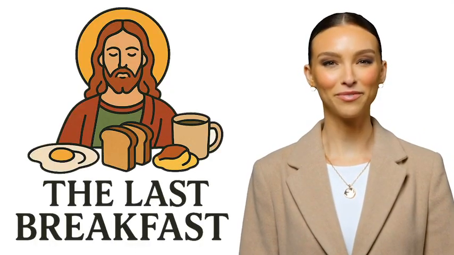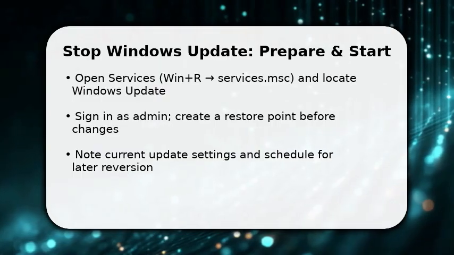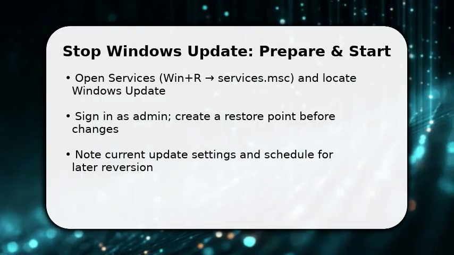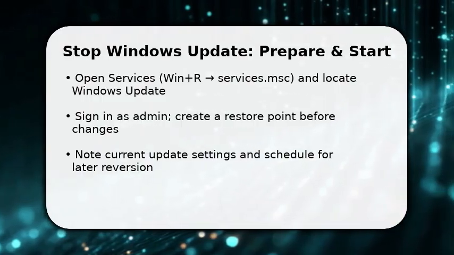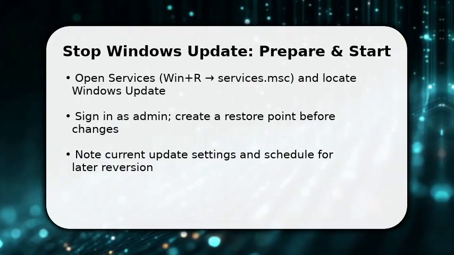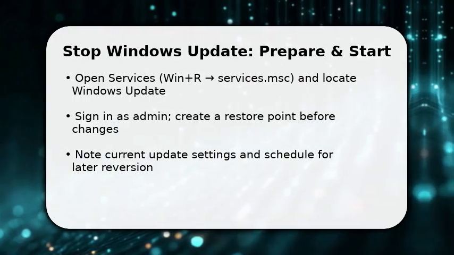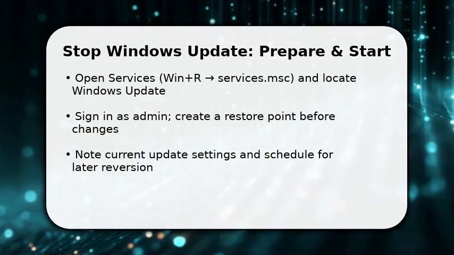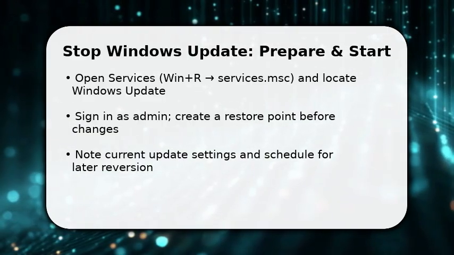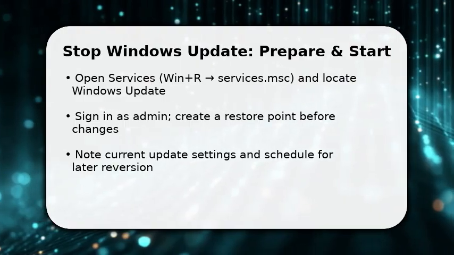Please enjoy the video. You will start by opening Services: press Win plus R, type services.msc, and sign in with an administrator account. This gives you control over the Windows Update service. Once visible, pause and confirm the exact service name, Windows Update, so you don't stop the wrong process.